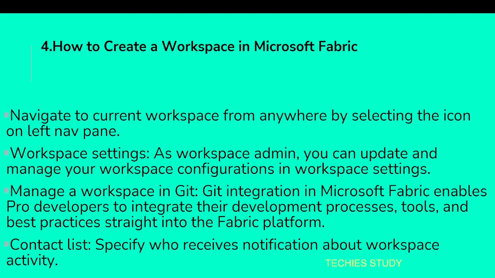Manage workspace in Git. Git integration in Microsoft Fabric enables pro developers to integrate their development processes, tools, and best practices straight into the Fabric platform. It's the same as Git control. Whichever developer works follows the same process. They create a feature branch and work on it. Once everything is tested, they push the changes. Once the pull request is created, the reviewer approves it, and once approved, they merge the changes to the main branch. The contact list specifies who receives notifications about workspace activity.